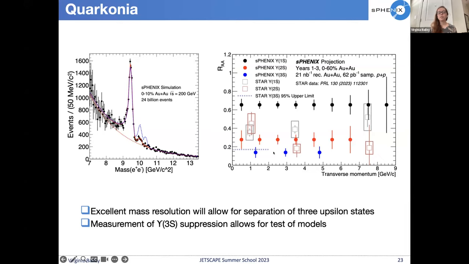You can see the projections here along with a recent result from STAR, which was able to separate out the 1S and 2S and put an upper limit on the 3S suppression. And so it will be really interesting to see how the sPHENIX measurement compares to these results from STAR.